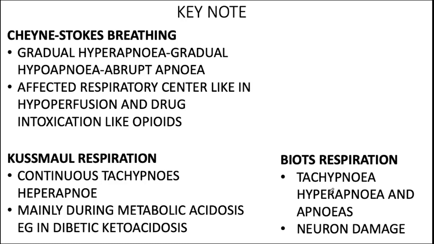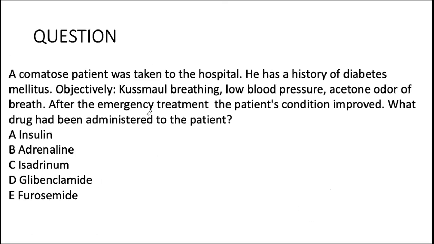Let's look at a quick question under this. The question is: a comatose patient was taken to the hospital. He has a history of diabetes mellitus. Objectively, there is Kussmaul breathing, low blood pressure, and an acetone odor of breath. After the emergency treatment, the patient's condition improved. What drug has been administered to the patient?